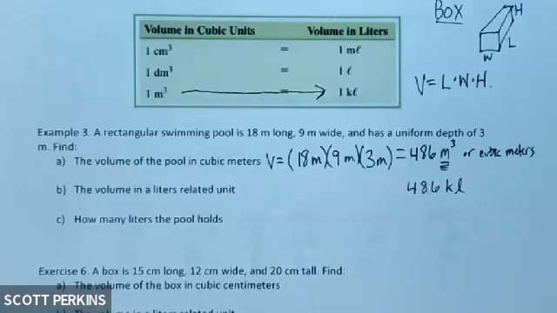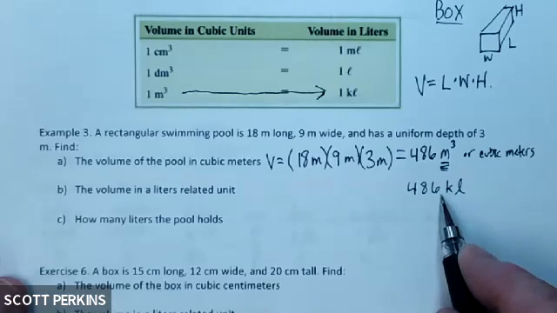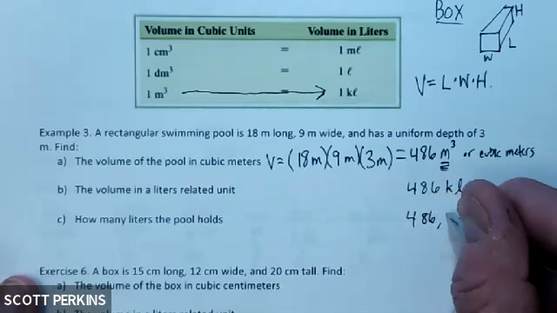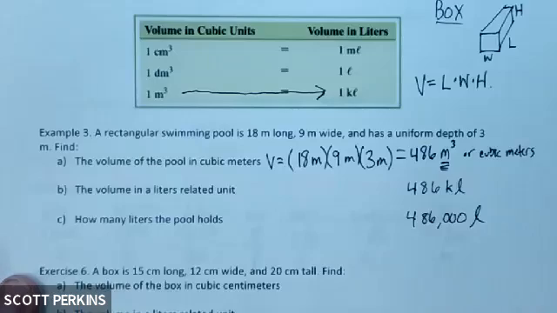Then the last part of the problem just says, okay, now that we're in our base unit of liters, I can now do some conversions. So how many liters does the pool hold? I'm going to turn kiloliters into liters, and you can write down your prefixes if you want. When I go from kiloliters to my base, I go 3 hops to the right. That means I have to add 3 zeros on the end of my number. So I have 486,000 liters. That's just the conversion using the prefixes that we did on the previous page.